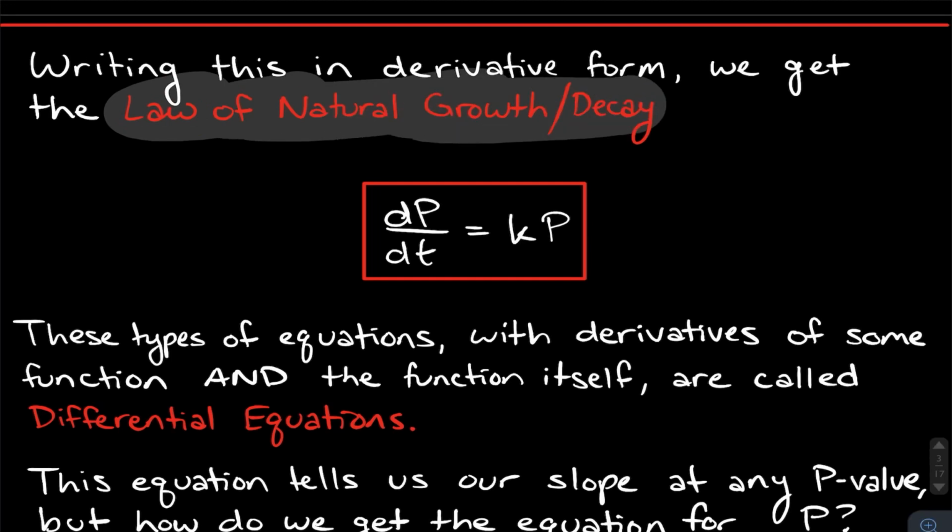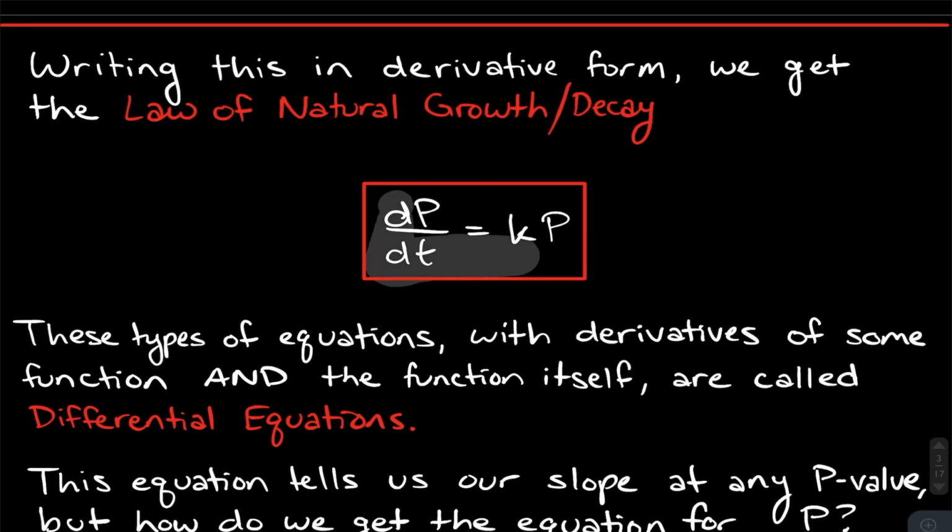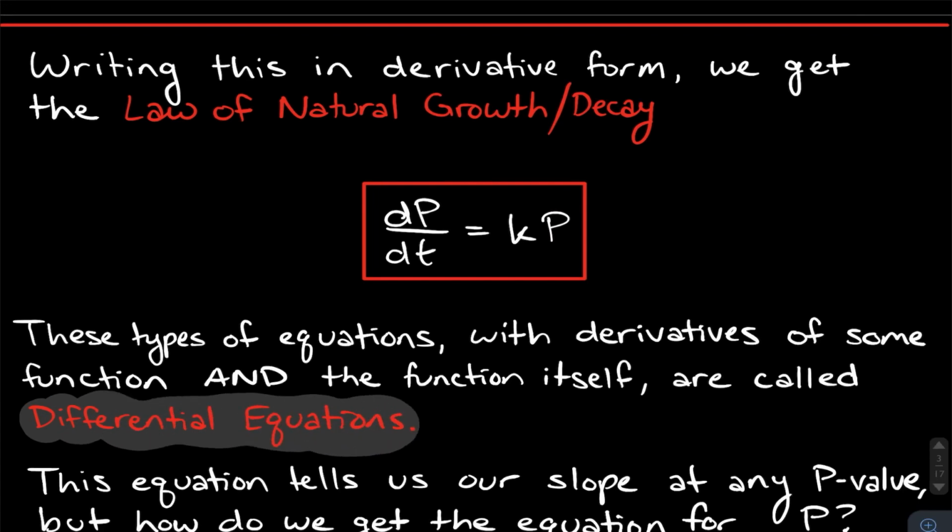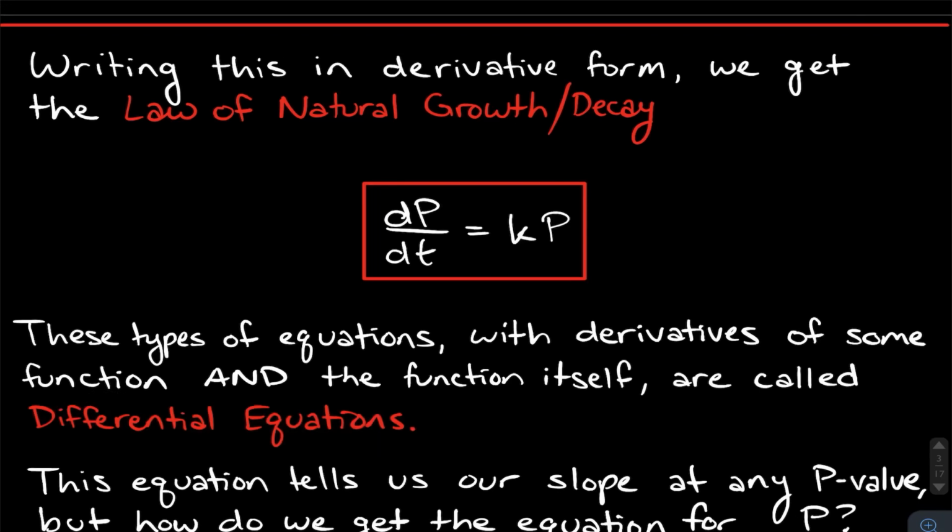That is the law of natural growth and decay. Okay, and so this equation is called the law of natural growth and decay, cool, but more generally, it's a differential equation. And this might be one of the first times, or the first, that you're seeing a differential equation. A differential equation has a derivative in it. It has derivatives, it has the function that it's taking a derivative of. It's all meshed into the same equation. And basically, this equation just shows you how your population will change with time. It gives you that change when you input any population.